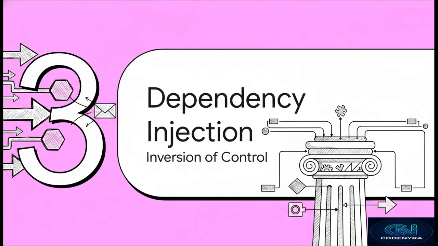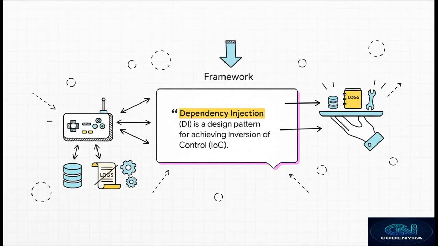Okay. On to Section 3, Dependency Injection. At this point, our request has survived the security checkpoints and safely reached the controller, which brings us to a massive pillar of modern architecture, dependency injection, or DI. Dependency injection is essentially a design pattern that achieves inversion of control. What does that actually mean?